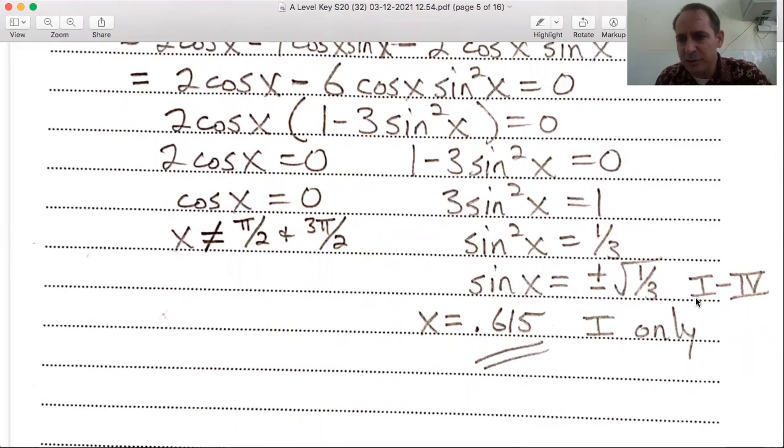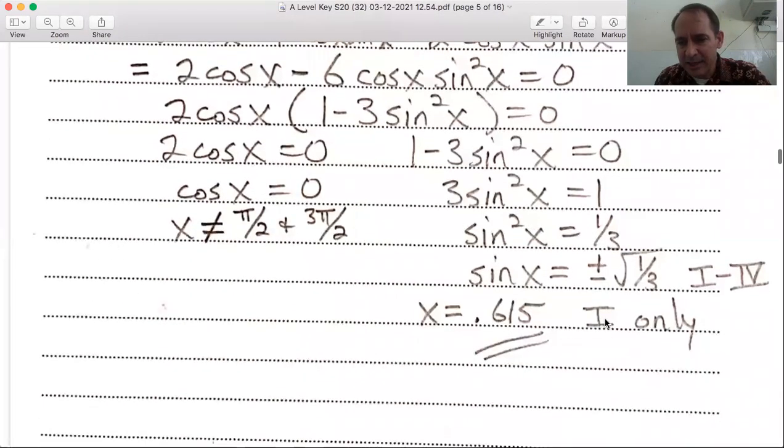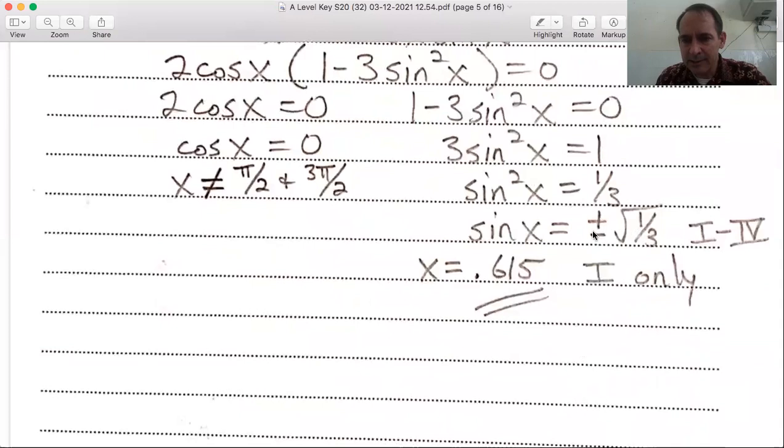This does give you 1 through 4th quadrants. However, because of the domain, we're only going to take the first quadrant. But you still want to practice good math. So don't forget to put the plus or minus on when you square root both sides.